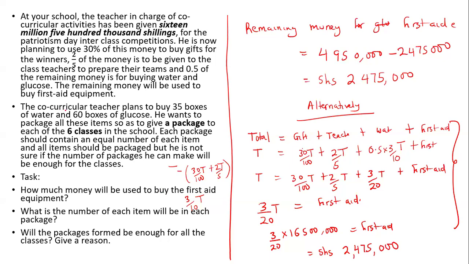Then the second paragraph tells us that the co-curricular teacher plans to buy 35 boxes of water and 60 boxes of glucose. He wants to package all these items so as to give a package to each of the 6 classes in the school. Each package should contain an equal number of each item and all items should be packaged, but he's not sure of the number of packages he can make, whether there will be enough for the classes.